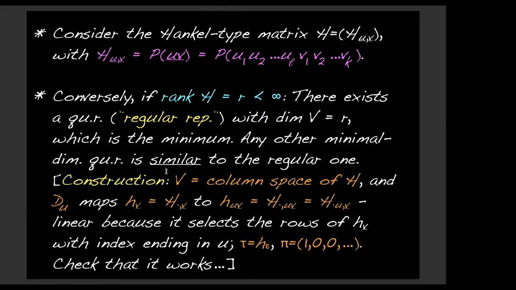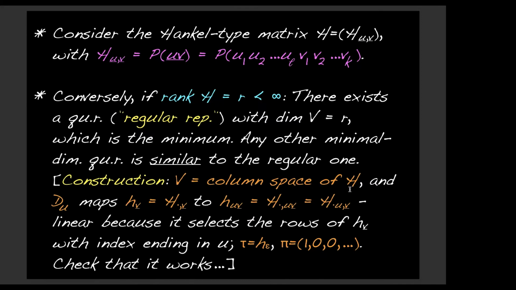The construction, I give it in suitable generality. This is not useful for the actual reconstruction, but let's assume you have the full process with all these infinitely many numbers. You can arrange them in this infinitely long big matrix. So it has infinitely many columns, each of them infinitely long, infinitely many entries. V is defined to be the column space of H.